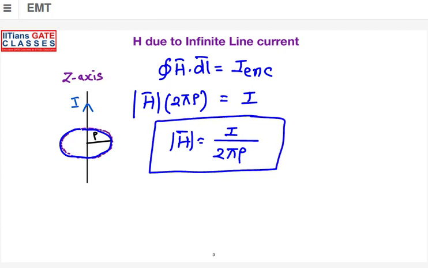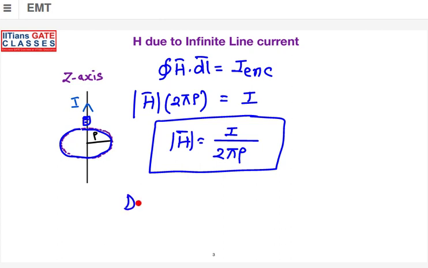Or else if you want to do the same thing using your Biot-Savart's law, you have to take a small elementary length here and find the differential magnetic field, then you can integrate it. So that method also we'll try to see in the next session. So the problem is simple when you apply the Ampere's law.